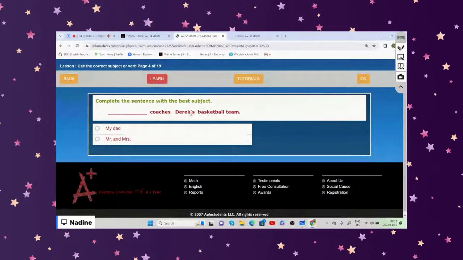Coaches Derek's basketball team. Is it my dad coaches Derek's basketball team or Mr. and Mrs. coaches Derek's basketball team? So coaches. So we will say, my dad coaches Derek's basketball team. Singular verb, singular subject.